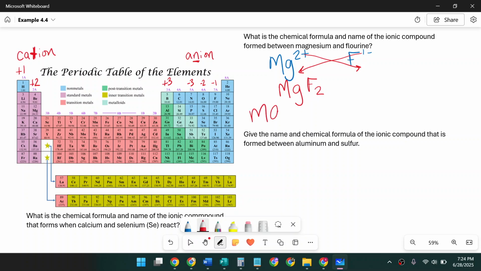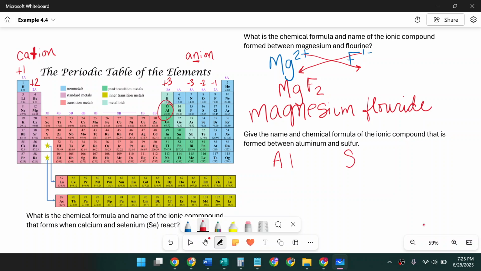And to name it, we keep the first element, the cation, the same. And then the second one, the only thing we change is the ending. We just change whatever the ending is to "ide." All right. The next one says, give the name and chemical formula of the ionic compound that is formed between aluminum and sulfur. So now we've got to find those two.